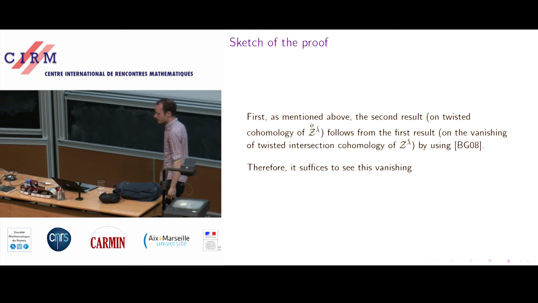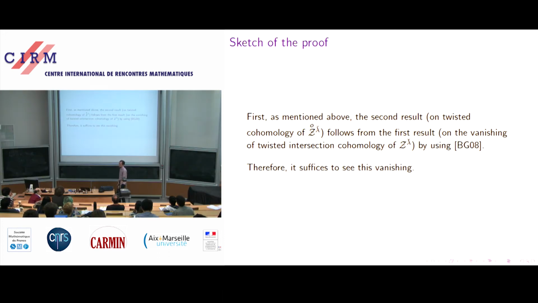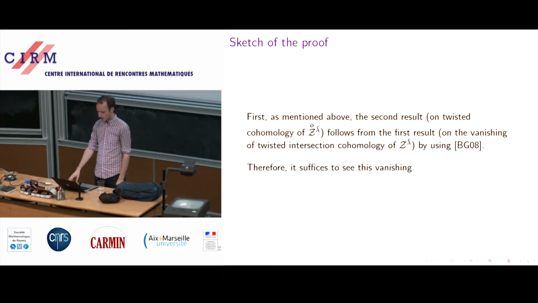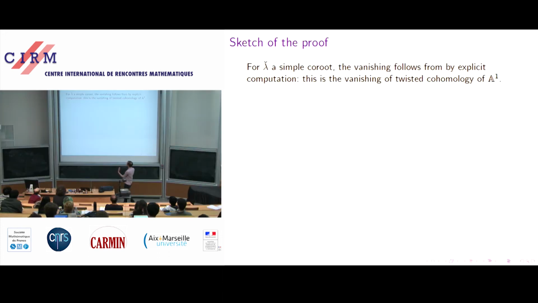OK, so now I just want to give a sense for how this result is proved. First of all, the second result, the one about the Chevalley complex, follows from the first result, like I said, using the study of intersection cohomology of these spaces by Braverman and Gaitsgory. So now we just need to see the vanishing of this twisted cohomology. As I've said several times, if lambda check is a simple coroot, then this vanishing we proved on slide 2 or something like that. The Zastava space is basically just A1 crossed with the curve, and it's the vanishing of twisted cohomology of A1.